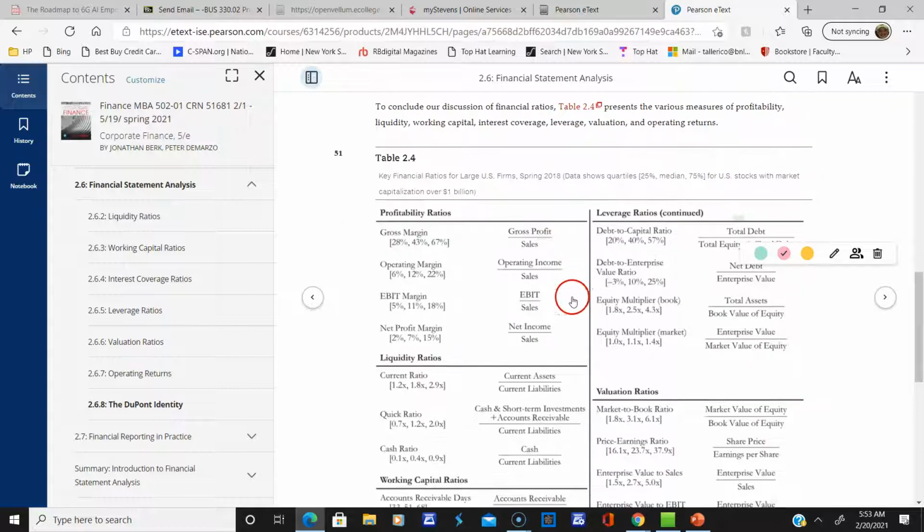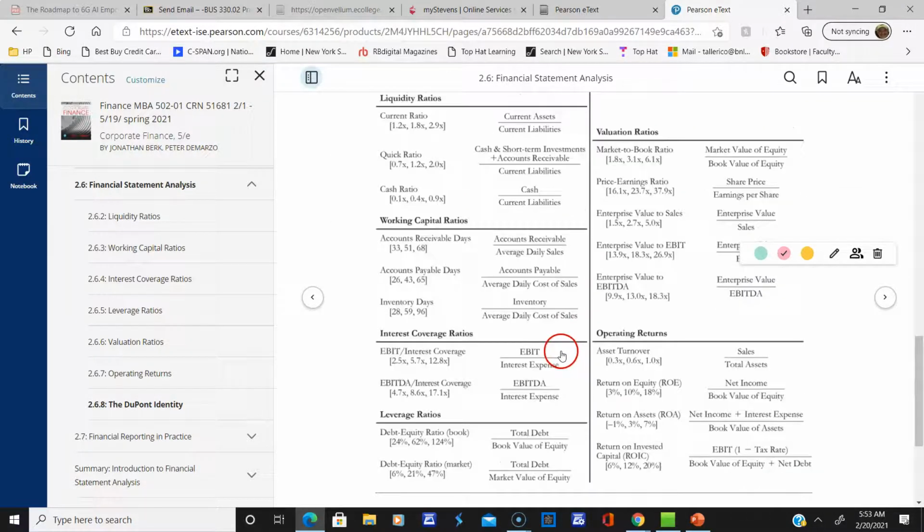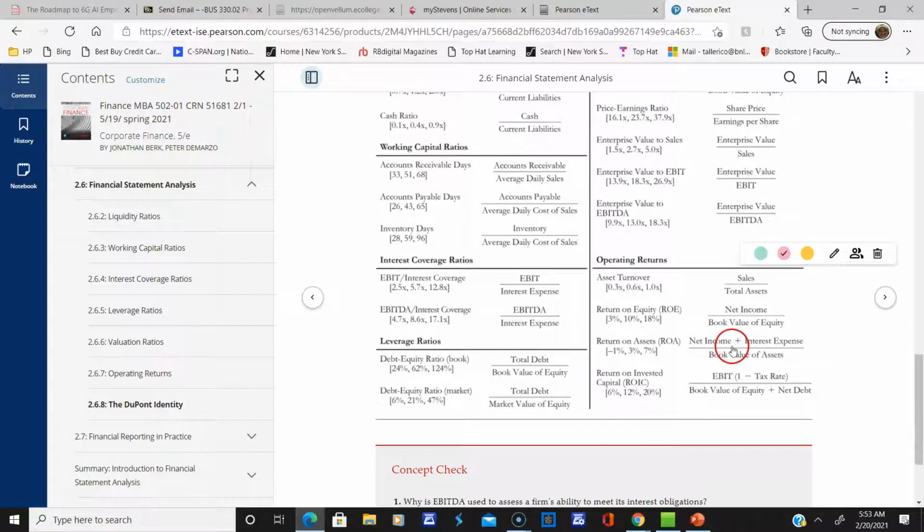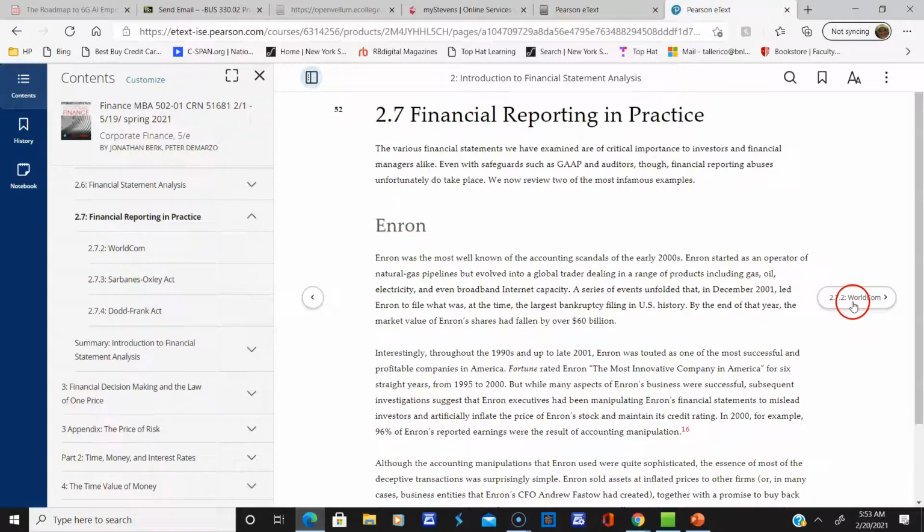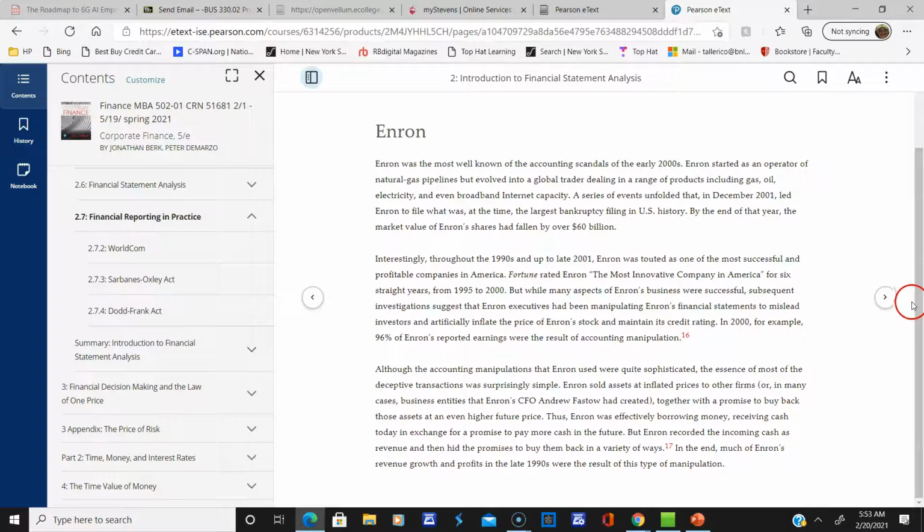All right, so here's a nice table with all the ratios put together. Again, you should have these in front of you for the exam. All right, so I believe that's it. And there's a nice section here about Enron and the games they played. So you might find that interesting.